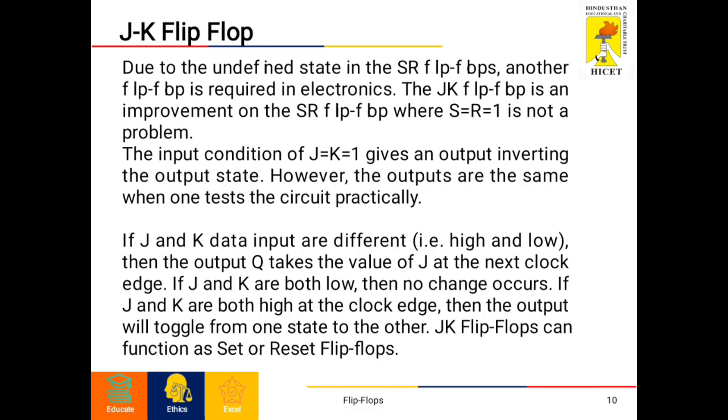The input condition of J equal to K equal to 1 gives an output inverting the output state. However, the outputs are the same when one tests the circuit practically. If J and K data inputs are different, that is high and low, then the output Q takes the value of J at the next clock edge. If J and K are both low, then no change occurs. If J and K are both high at the clock edge, then the output will toggle from one state to the other. JK flip-flops can function as set or reset flip-flops.